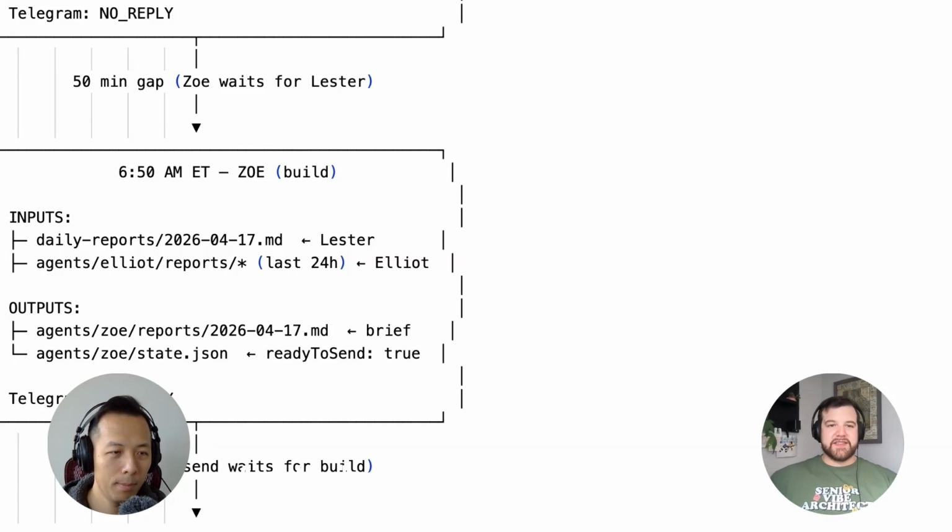And what happens is Lester runs at 6 a.m. every day. And he does a web search across a few different tools and he puts together a daily report. And that daily report gets saved in a folder in his workspace. Then Zoe waits 50 minutes. So there's a 50-minute gap for Lester to finish his work. And at 6:50 a.m., Zoe runs. And Zoe goes and looks for the daily report from Lester. And she creates a brief out of that.